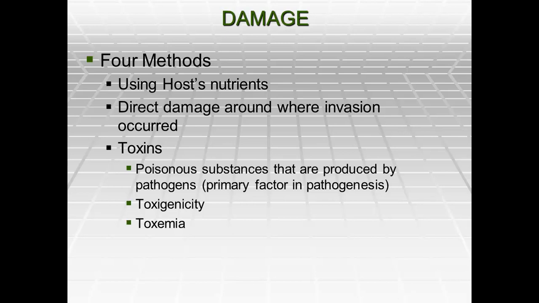What was toxemia? Toxemia was the presence of toxin in the host's blood. 4th method is hypersensitivity, and this is when the immune system overreacts, and we'll be covering this in a later chapter.